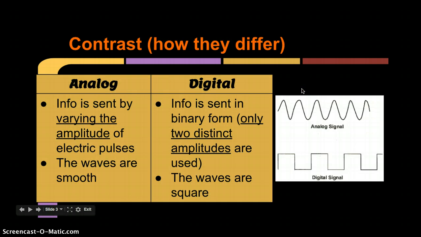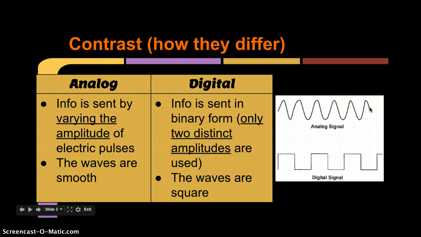Now, here's how they differ. With analog, when we're sending information, you vary the amplitude of the pulses. Remember, amplitude is the wave height, and those analog signal waves are very smooth. So like here on this top picture, notice how the analog signal is a smooth signal.